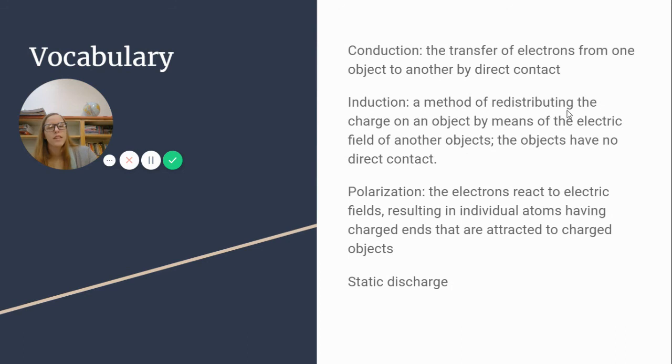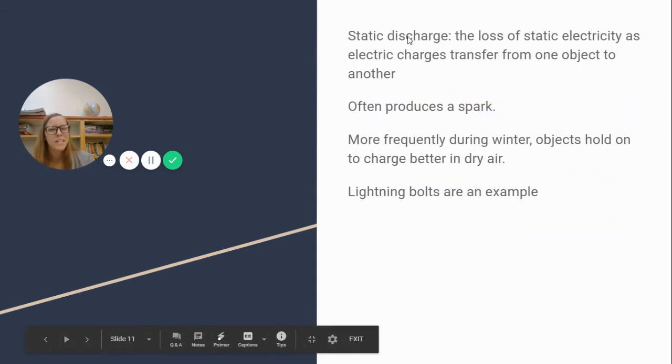Induction, a method of redistributing the charge on an object by means of the electric field of another object. The objects have no direct contact. Polarization, the electrons react to electric fields, resulting in individual atoms having charged ends that are attracted to charged objects. Then we'll have to go back for static discharge, the loss of static electricity as electric charges transfer from one object to another.